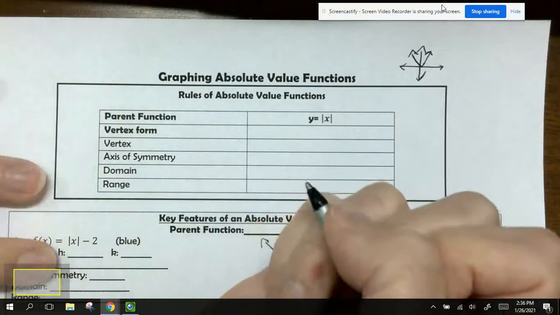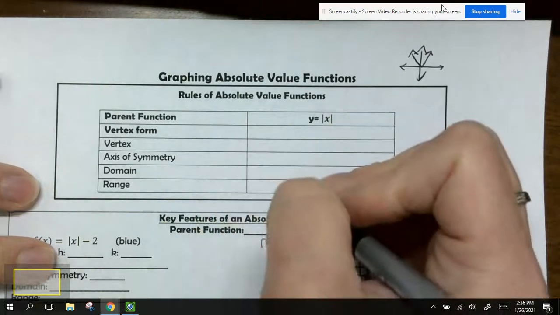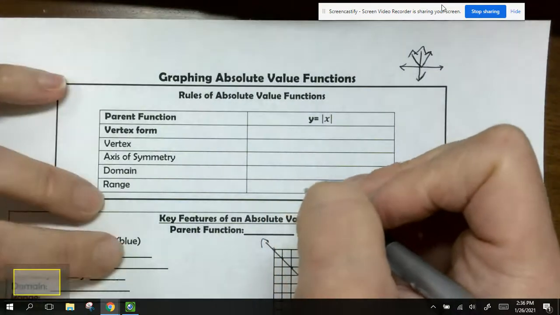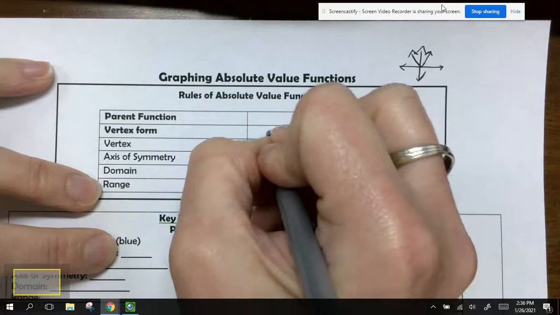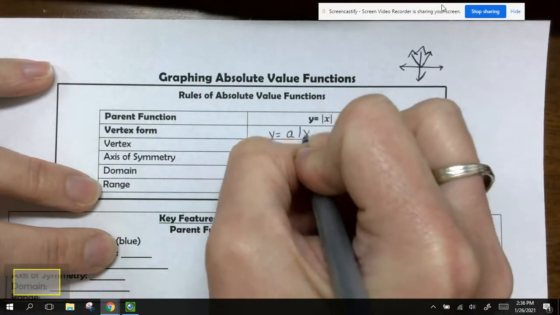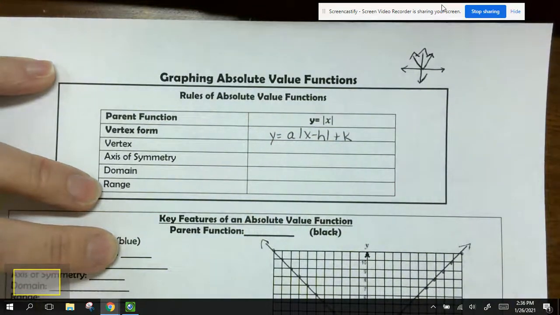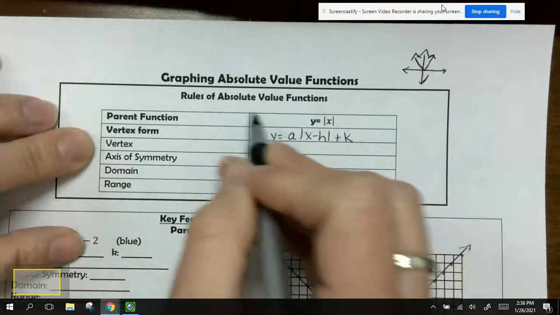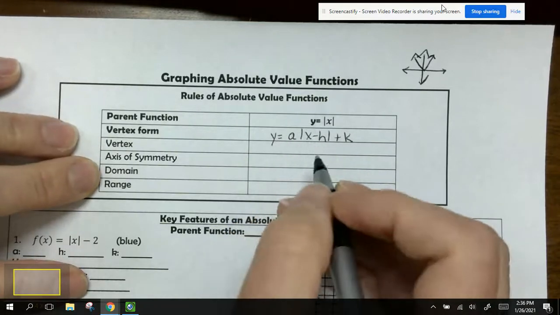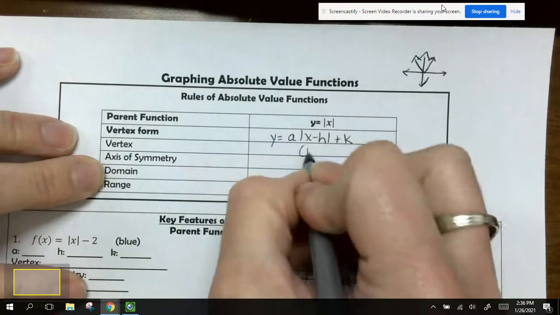Now, the vertex form of any absolute value function, and this might look a little bit familiar to you because of your quadratic function formula in vertex form, is y equals a times the absolute value of x minus h, plus k. Okay, this is the vertex form of an absolute value function. What this tells you is a lot of things. So the vertex will be at (h, k).